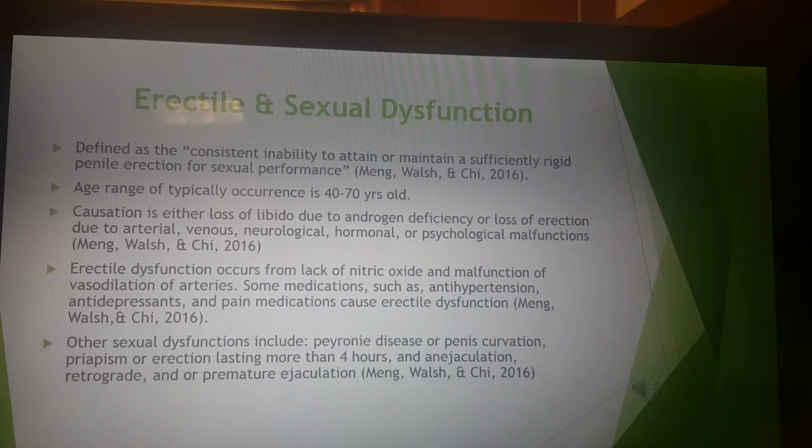The last topic of discussion will be erectile and sexual dysfunction. Erectile dysfunction is defined as the consistent inability to attain or maintain a sufficiently rigid penile erection for sexual performance. Age range typically occurs from 40 to 70 years old. Causation is either loss of libido or loss of erection. Erectile dysfunction typically occurs from lack of nitric oxide or malfunction of vasodilation of arteries.